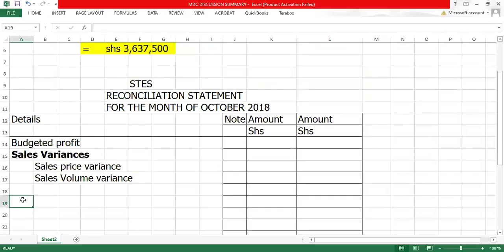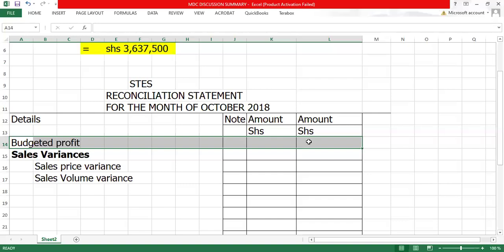Now, I continue after adjusting my sales variance. Remember, with variances, you can have a positive and a negative variance. You can have a favorable variance. You can have an adverse or unfavorable variance. If your variance is favorable, you will be adding it to profit. If it is adverse or unfavorable, you will be reducing your budgeted profit.